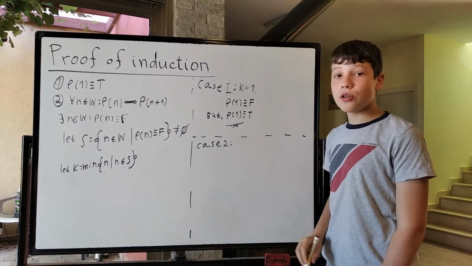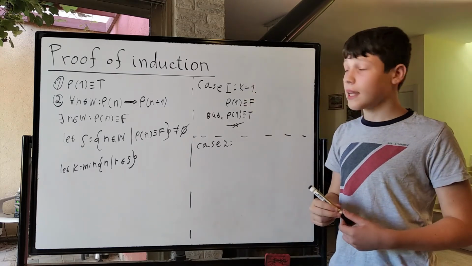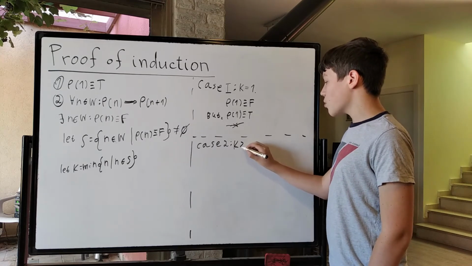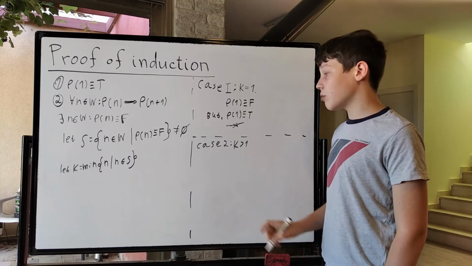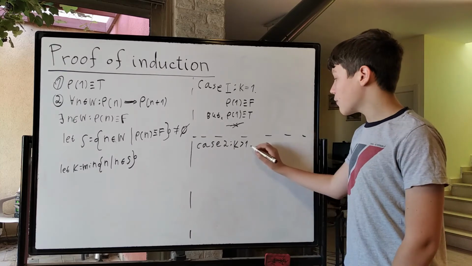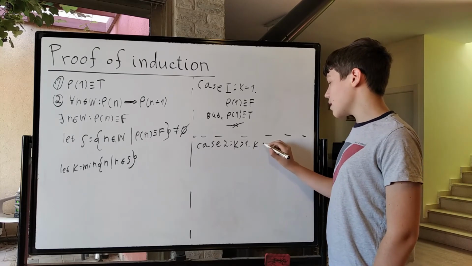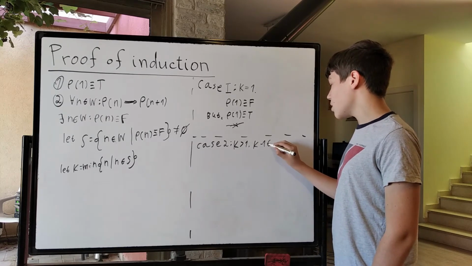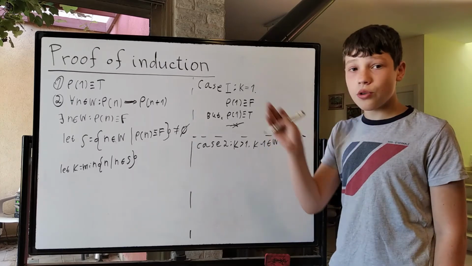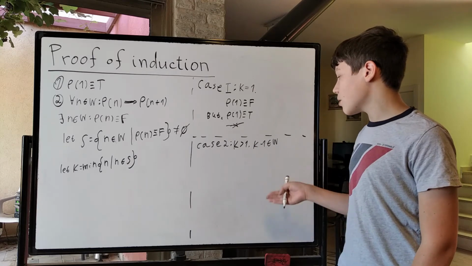So in case number 2, if case number 1 is k is equal to 1, what will be the second case? K is not 1. But more specifically, because k is a natural number, I will write k is bigger than 1. Well, if k is bigger than 1, then I can safely say that k minus 1 is a natural number. So if k is 2, 3, 4, and onwards, k minus 1 will obviously be a natural number.